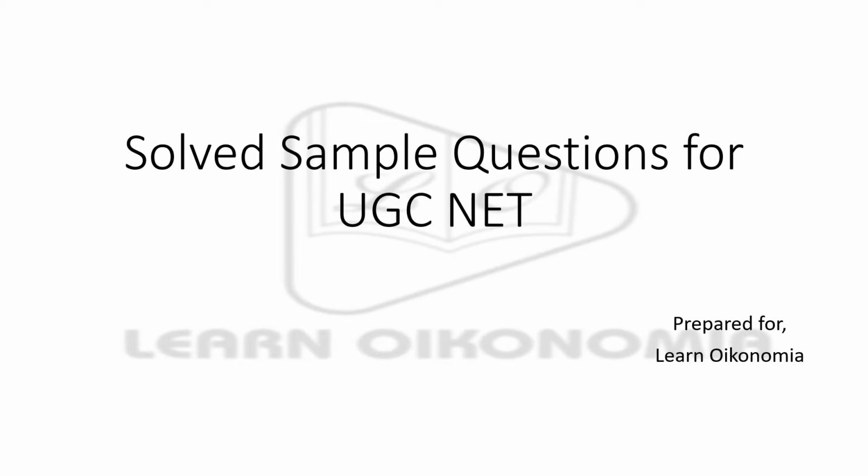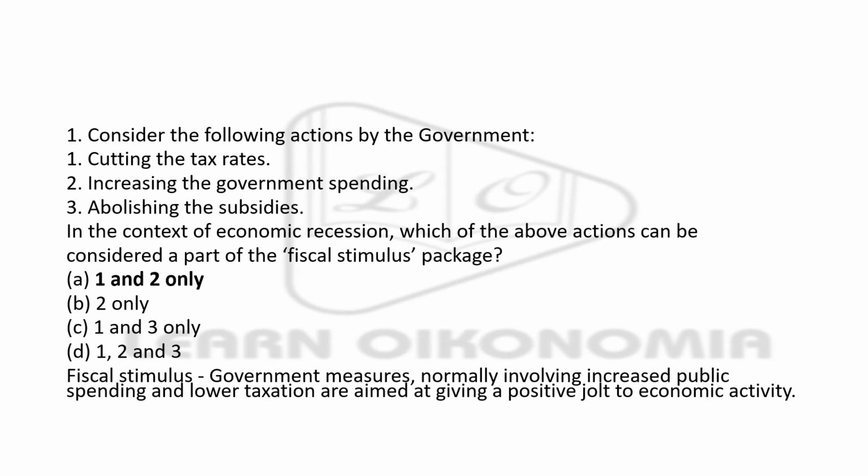In this video, we'll be looking into certain questions with respect to the UGC NET exam. The first question is: consider the following statements. These are certain actions by the government: cutting tax rates, increasing government spending, and abolishing subsidies. You have to understand which among the following would be taken by the government as a part of its fiscal stimulus package, and just assume that the prevailing scenario is economic recession.